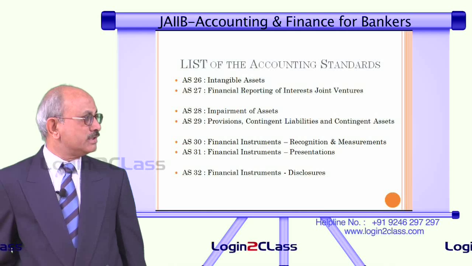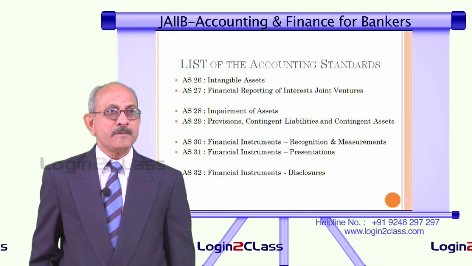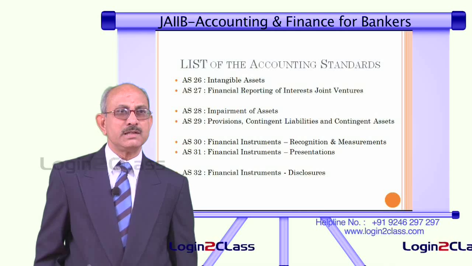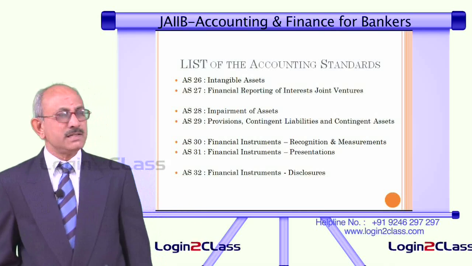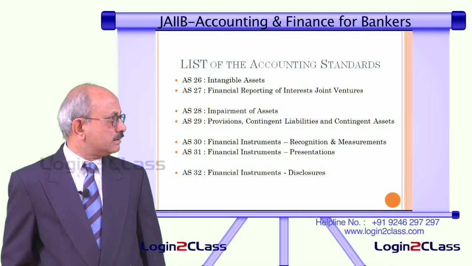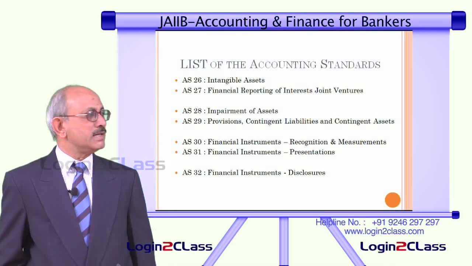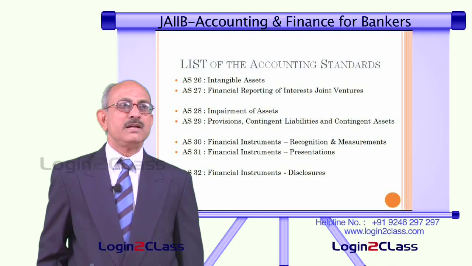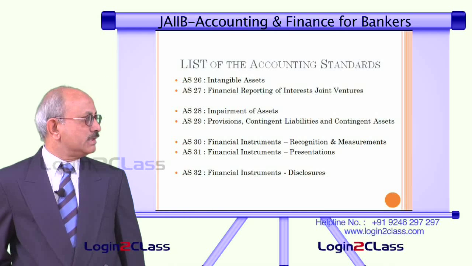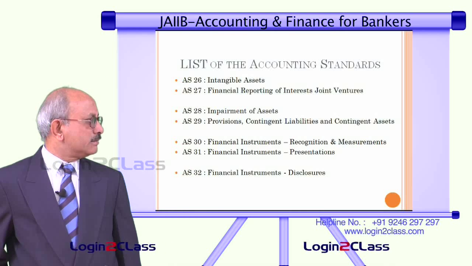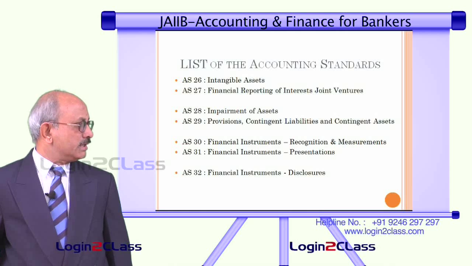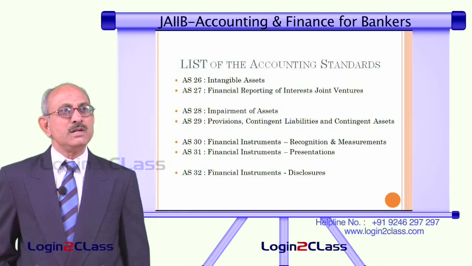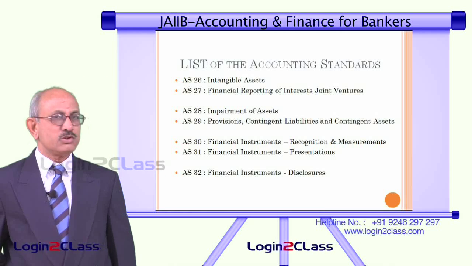AS30 is financial instruments, recognition and measurement. These days, there are a lot of novel financial instruments which have come to the market, particularly in the form of financial derivatives. So, this accounting standard talks of how to recognize and measure these financial instruments, and AS31 talks of how to present these financial instruments in the balance sheet and the profit and loss account. AS32 deals with the disclosure of these financial instruments. That means AS30, 31 and 32 all deal with financial instruments.